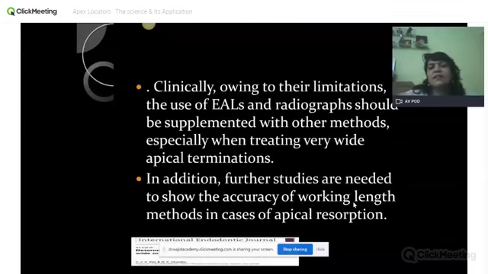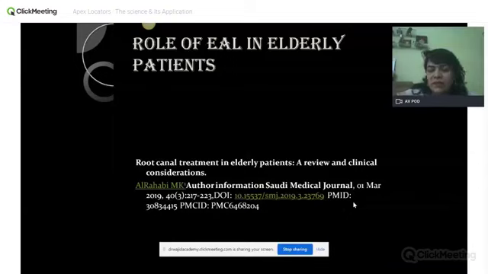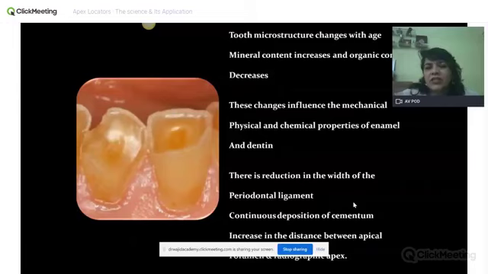So you can see that it is not possible in some situations to rely on any one particular method to determine the apical constriction. Let us take another clinical situation, the determination of working length in elderly patients. Now, what is the difference in elderly patients?